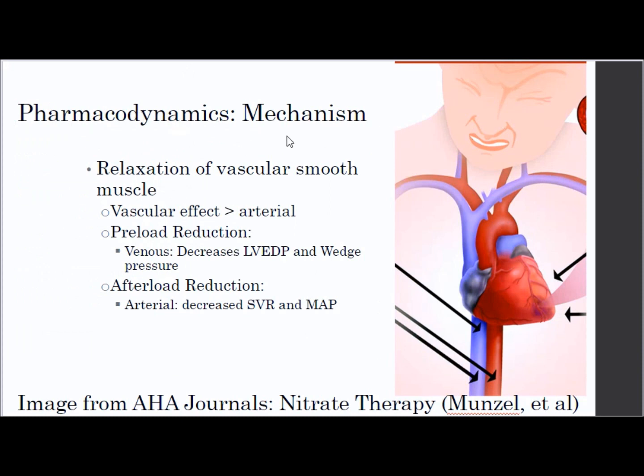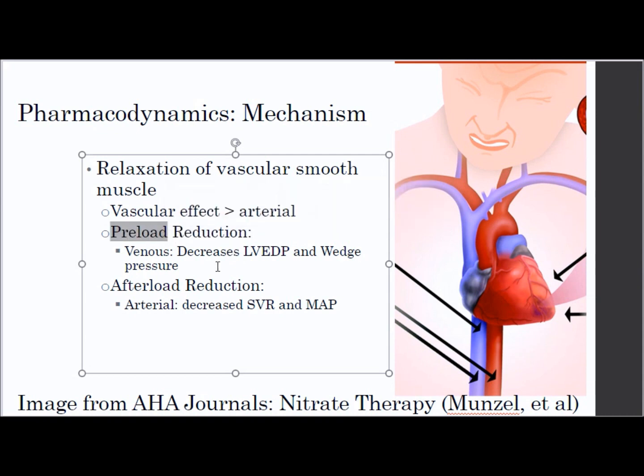So looking at the pharmacodynamics, specifically the mechanism, a nitrate is going to induce relaxation of these vascular smooth muscles and cause dilation. The effect is greater in the veins than the arteries. So in the veins, dilation is going to lead to a reduction in preload. This can be seen as a reduction in the left ventricular end diastolic pressure and also a reduction in the wedge pressure. The arterial dilation will lead to a reduction in the afterload, which is seen as a decreased systemic vascular resistance and mean arterial pressure.